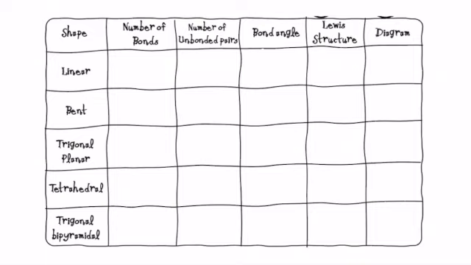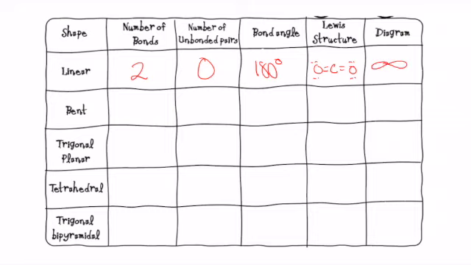So there are several different shapes of molecules. Linear molecules have 2 bonds, no unbonded pairs. It has an angle of 180 degrees. An example of this would be CO2. And the diagram, or the shape, looks like this.